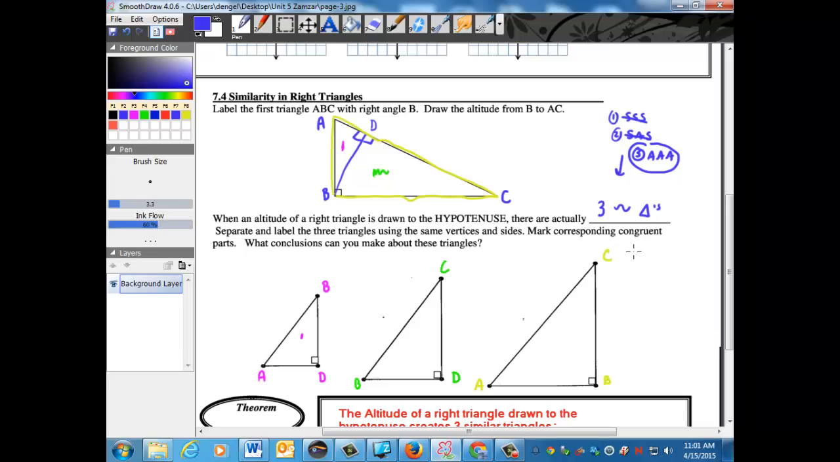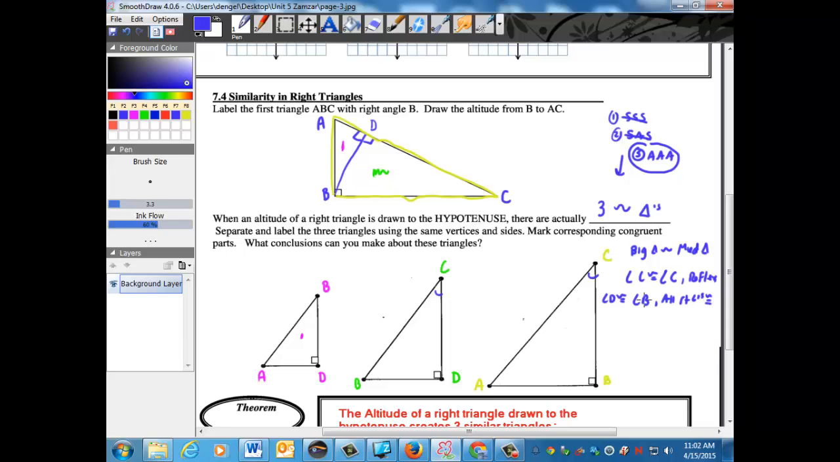Let's start by looking at the big triangle to the medium triangle. When I look from big to medium, I see that angle C is congruent to angle C. And why is that? Well, that's by reflexive, because they are the same angle. So I can put a mark and a mark here. Angle C is congruent to angle C. Furthermore, I see that angle D is congruent to angle B, and that's because all right angles are congruent.